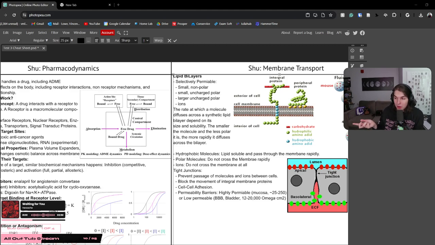BBB is blood-brain barrier, which is an area that's extremely hard to target drugs to, because the blood-brain barrier is meant to block out a lot of stuff. Because if drugs were super easy to get into the brain, that's not a good thing. Because that also means viruses, pathogens or antigens have an easier time getting into the blood-brain barrier. Also, welcome in, Artemis.